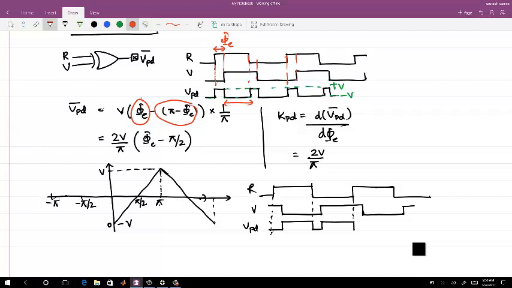If the maximum voltage is V, that's why I told you I am considering plus V and minus V here. If you are considering V and 0, then that's the other case. You will just have a DC shift here as such.